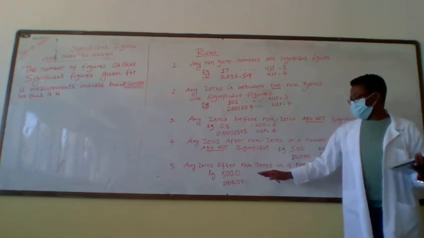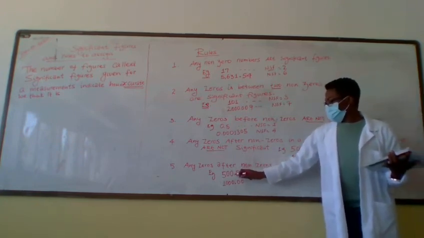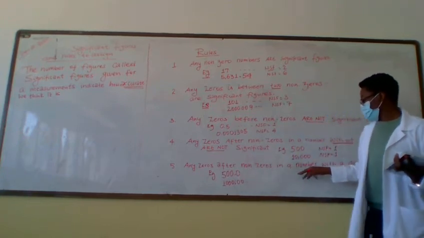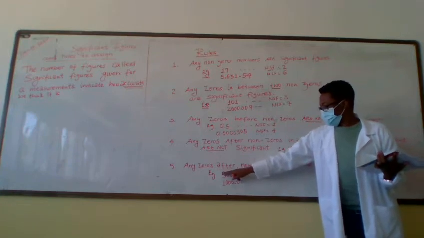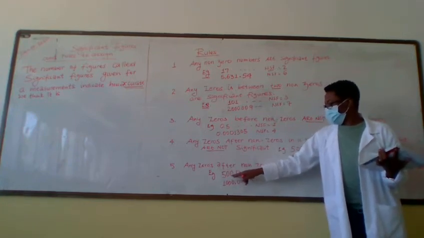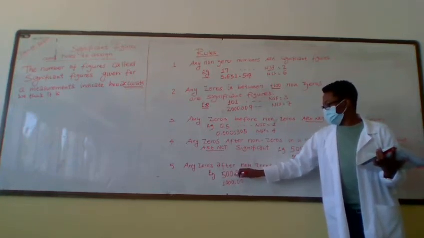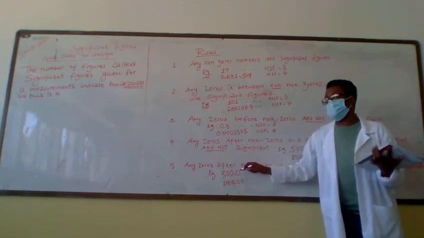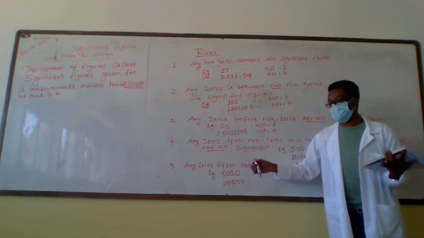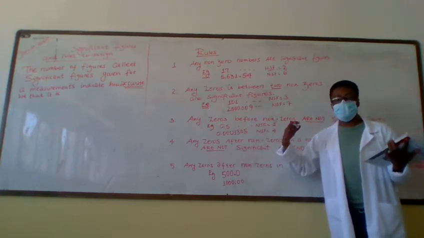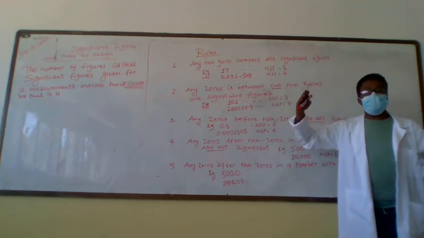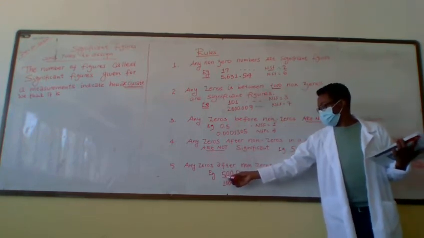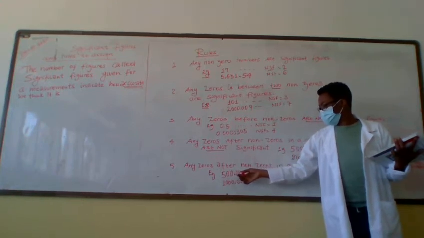According to rule number 5, zeros after non-zeros in a number. These 3 zeros are after a non-zero number, and this number has a decimal point. So in that case, we count all the zeros as significant figures. According to rule number 1, all non-zeros are significant figures. So the number of significant figures will be 1, 2, 3, 4.